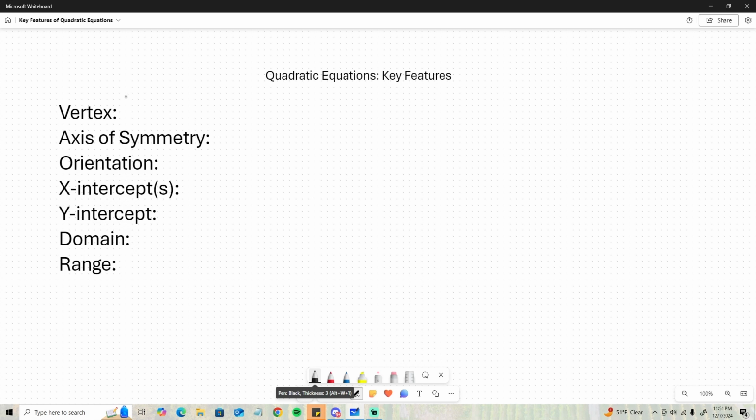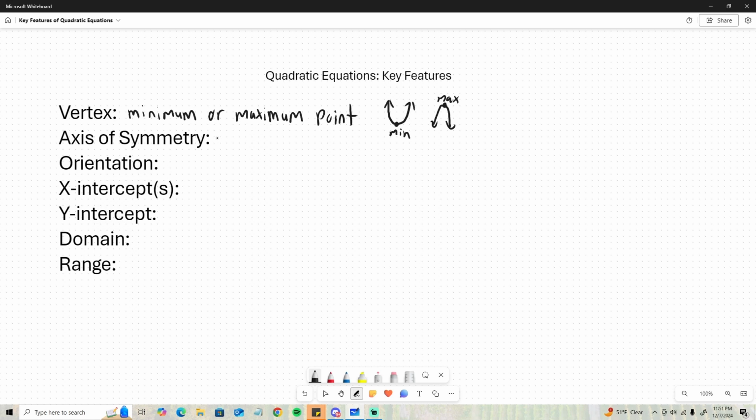So to start, when we look at the vertex, this represents the minimum or maximum point. So it's the min or max of a graph. So if you had a parabola that went up, this would be your minimum. If you had a graph that went down, this would be your max. One of the biggest key features of the graph.